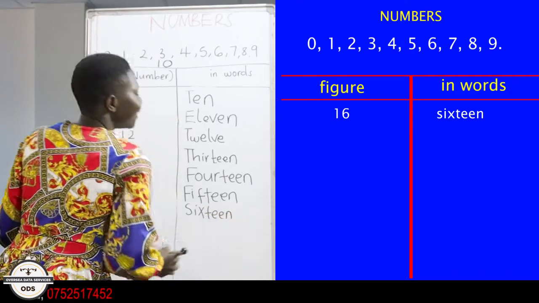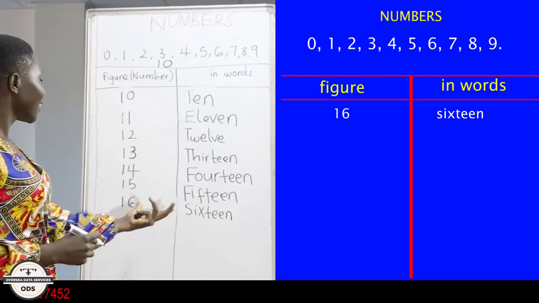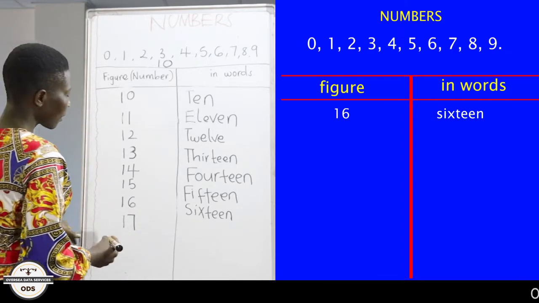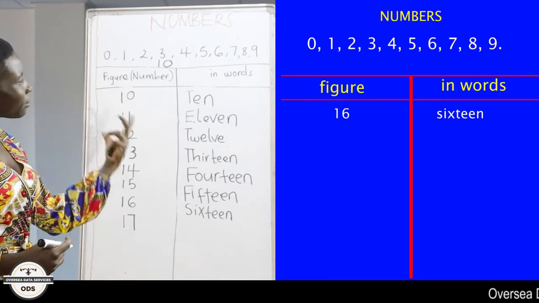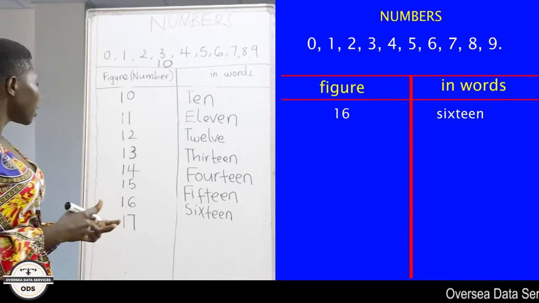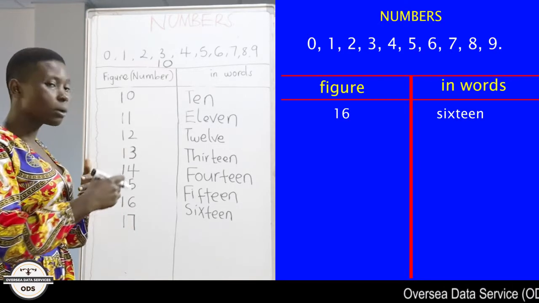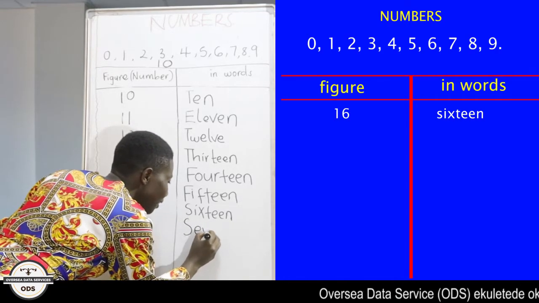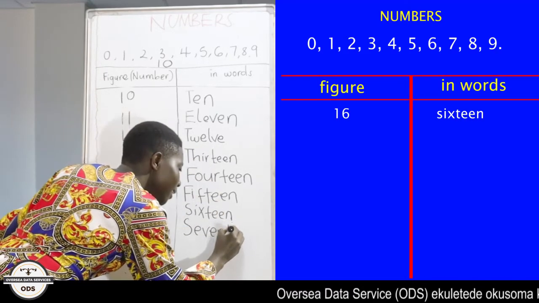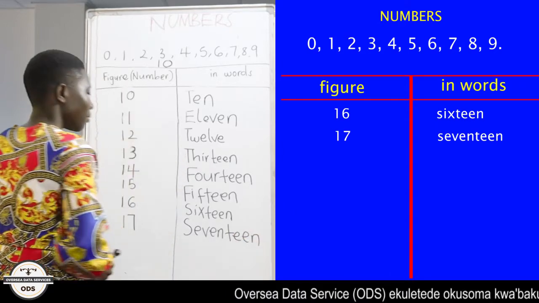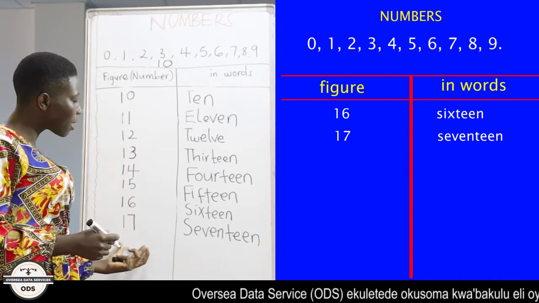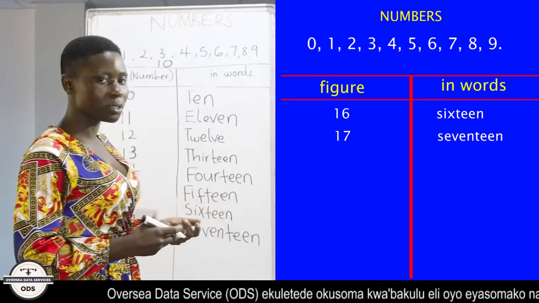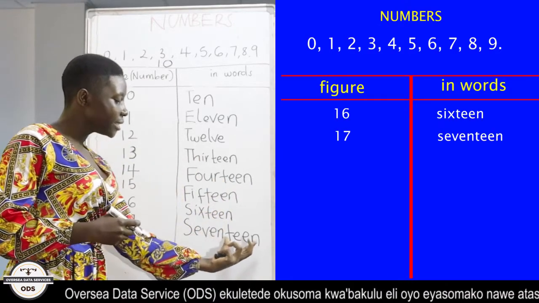16. Okay? Next we have 17. How do we write 17 in numbers and in words? In English we call the number 17 seventeen. As I told you, you write the word 7, then you add the word teen. 17, this is how we write it in words, 7, then the other common word, the one I told you, the word teen.